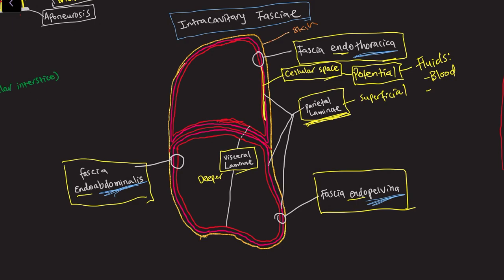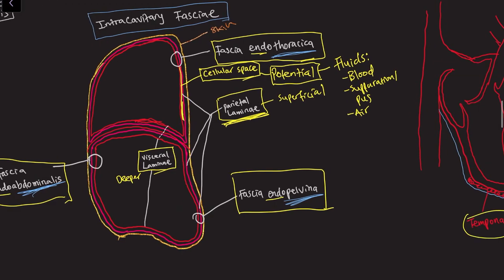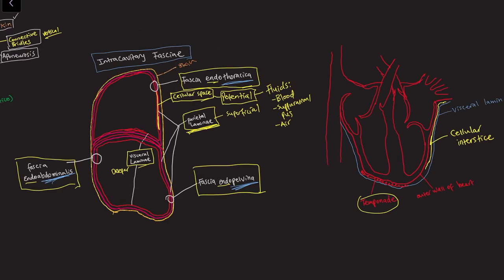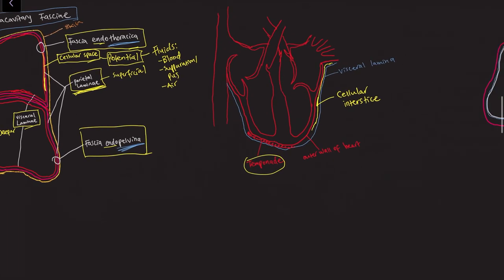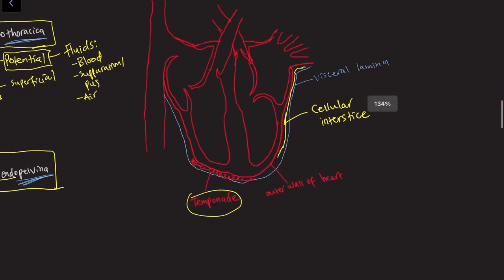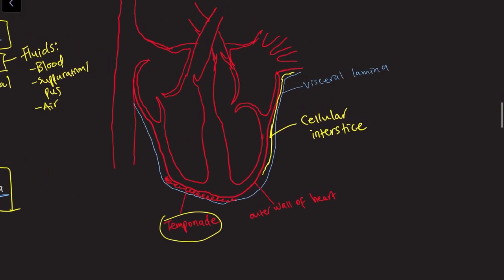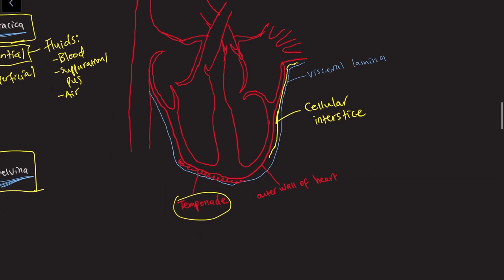What else? Suppurative processes, suppuration, right? Pus, right? Can also be covered by air, right? Now, air is not a fluid, of course, but you get the point. Now, the visceral lamina, when you talk about the visceral lamina, for example, here you have your heart, right?